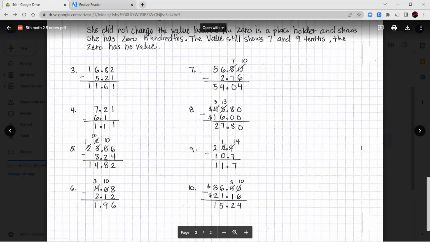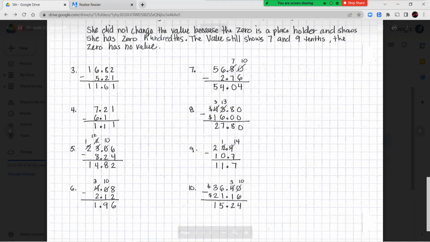Now for number 5, we had a little bit more extensive regrouping that we had to do. So we had 23 and 6 hundredths, take away 8 and 24 hundredths. 6 take away 4 was 2. Now we couldn't do 0 take away 2, so we had to borrow from that 3. So that 0 became a 10 and the 3 became a 2. 10 take away 2 gave us 8. We dropped that decimal point.